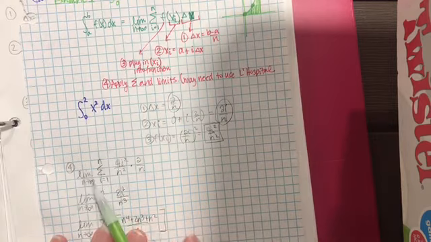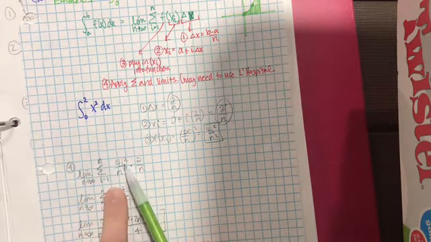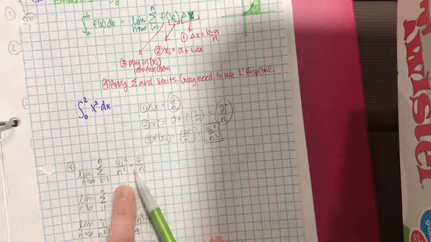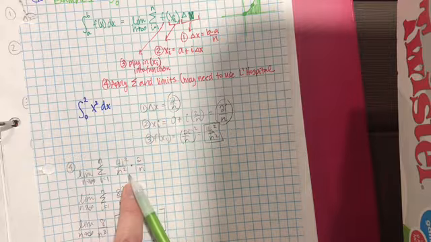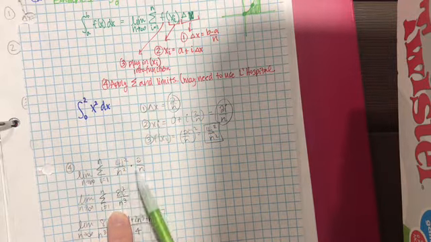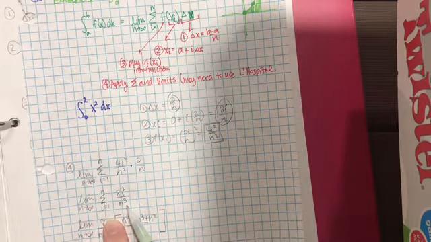So limit as n approaches infinity as i goes from 1 to n of our function, and it's 4i squared over n squared times just the change in x, and the change in x is 2 over n. So I'm going to go ahead and multiply these things together and get 8i squared over n to the third.